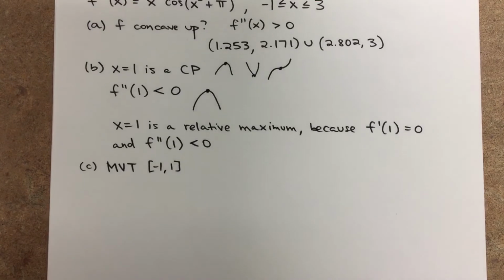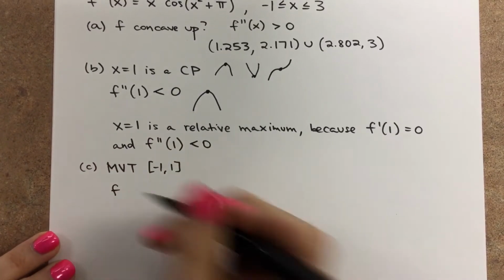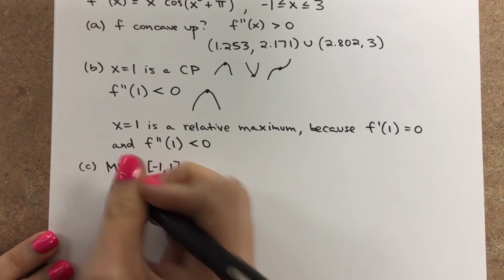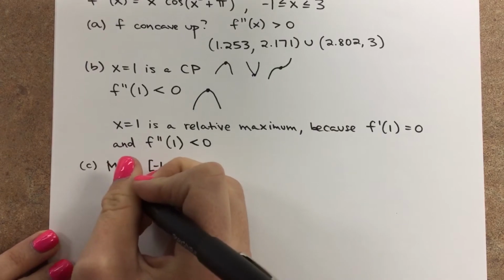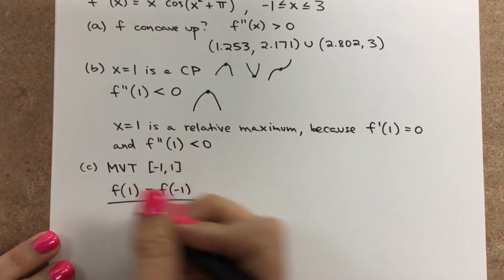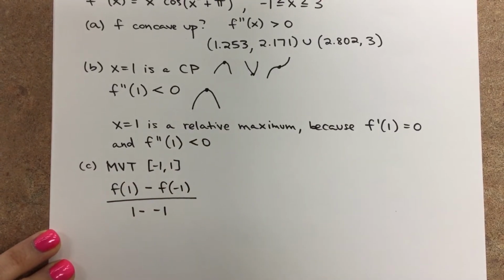Okay, so we are going to check f prime. We want to find that mean value theorem, right? So we have f of 1 minus f of -1 over 1 minus -1. Okay, so we're going to get those values.